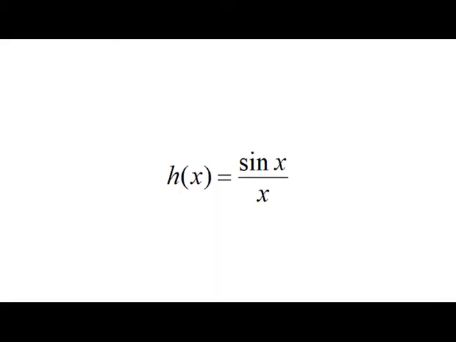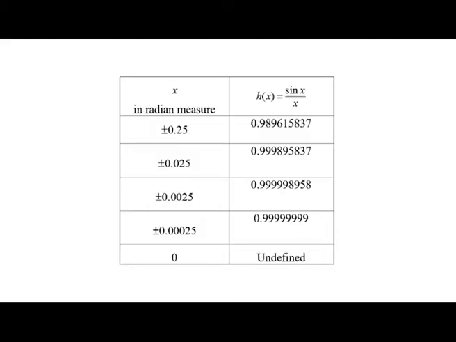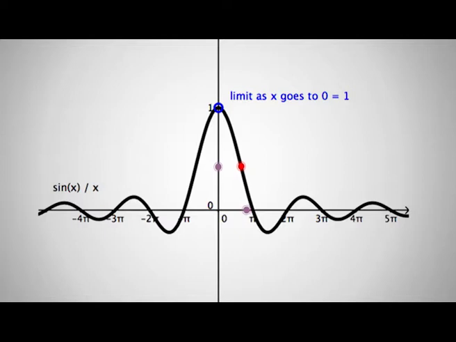As another example, consider the function h of x equal to sin x upon x, which is defined for all real numbers except x equal to 0. Let us examine the behavior of sin x upon x when x approaches 0. We plot a set of table values for x and then find the corresponding values of the function. From the numerical values in the table or from the graph of sin x upon x, it can be seen that when x approaches 0 from both sides along the x axis, the corresponding sin x upon x values approach 1 along the y axis.